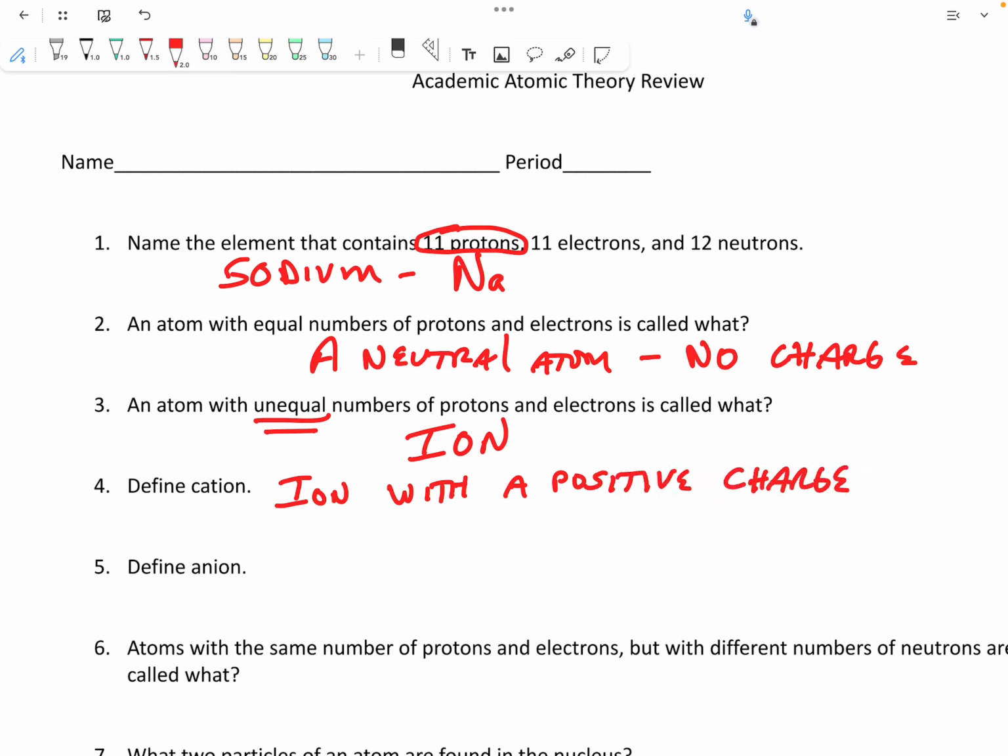A cation is an ion with a positive charge. All right. That means there are fewer electrons than there are protons. It's got a positive charge. An example would be sodium with a 1+ charge. There you go. It's a cation right there.